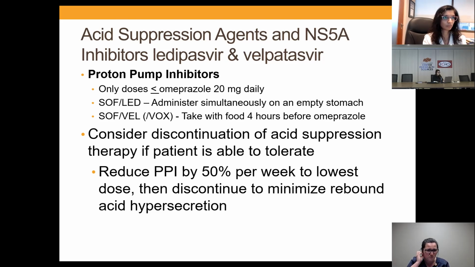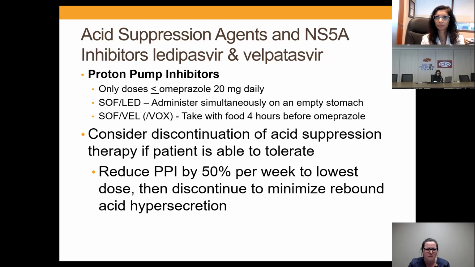So with sofosbuvir ledipasvir, which is Harvoni, you would administer it simultaneously on an empty stomach if they were to take the 20 milligrams of omeprazole. With Epclusa and Vosevi, the recommendation is to take those medications with food 4 hours before the omeprazole. So hopefully that's creating a little bit more of an acidic environment. When you eat, your stomach's going to release those acids to start the digestive process, and then later take that omeprazole. And hopefully then by the next day, your levels are a little bit lower is the idea behind that.